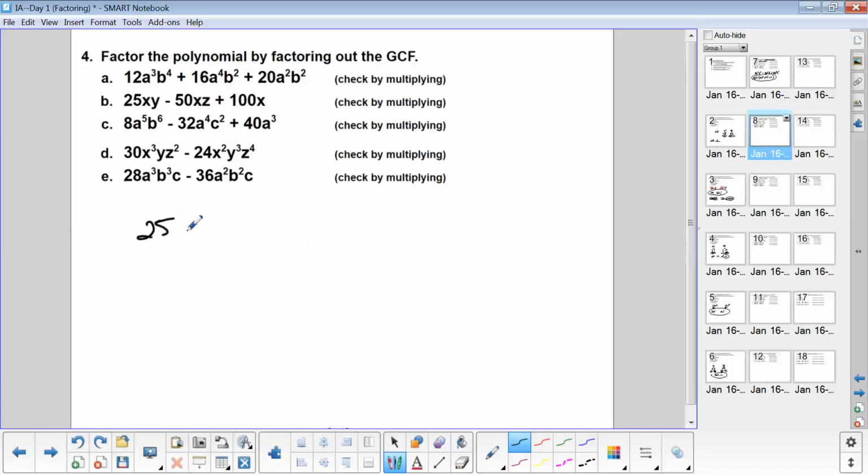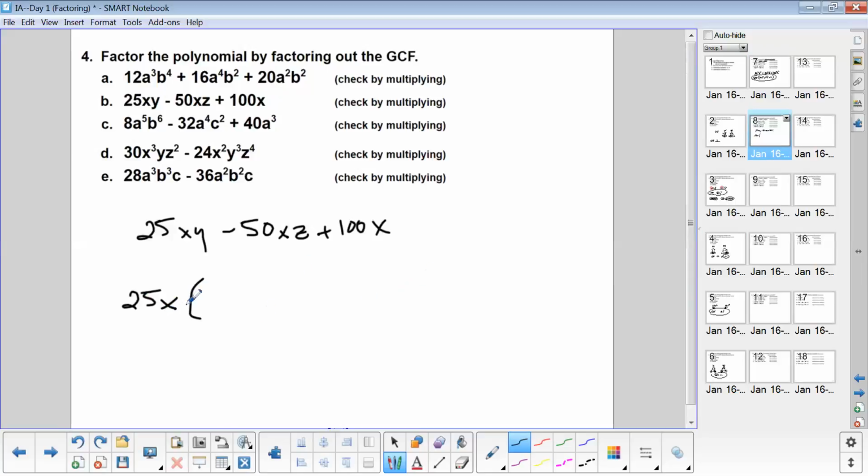Next one, we've got 25xy minus 50xz plus 100x. Remember, our practice here is just looking for each term a greatest common factor. And 25, 50, and 100 looks like it's going to be 25. 25 is a factor of 50. 25 is a factor of 100. X, x, and x, they have an x. Y, no y, no y. So y is not a factor. Z is only here, so z is not a factor. So the greatest common factor of these three would be 25x.